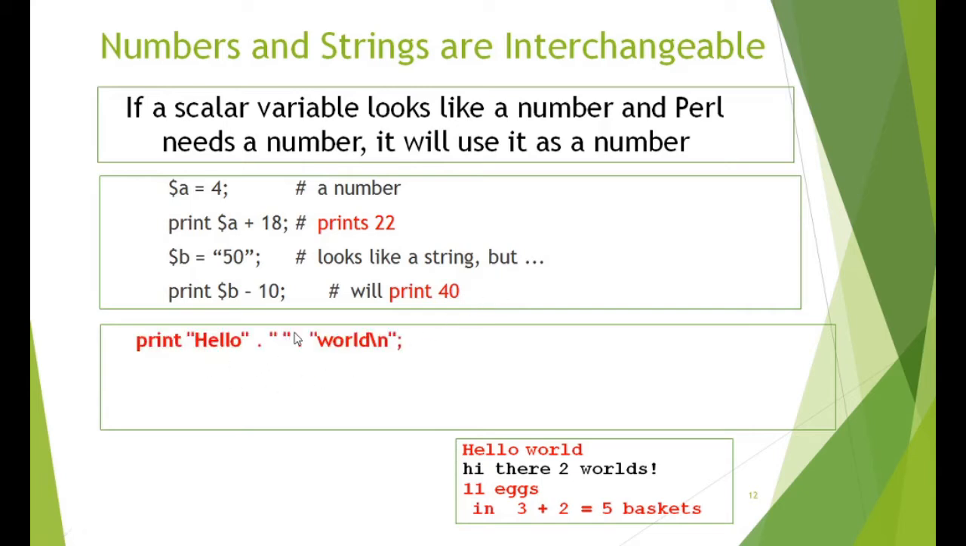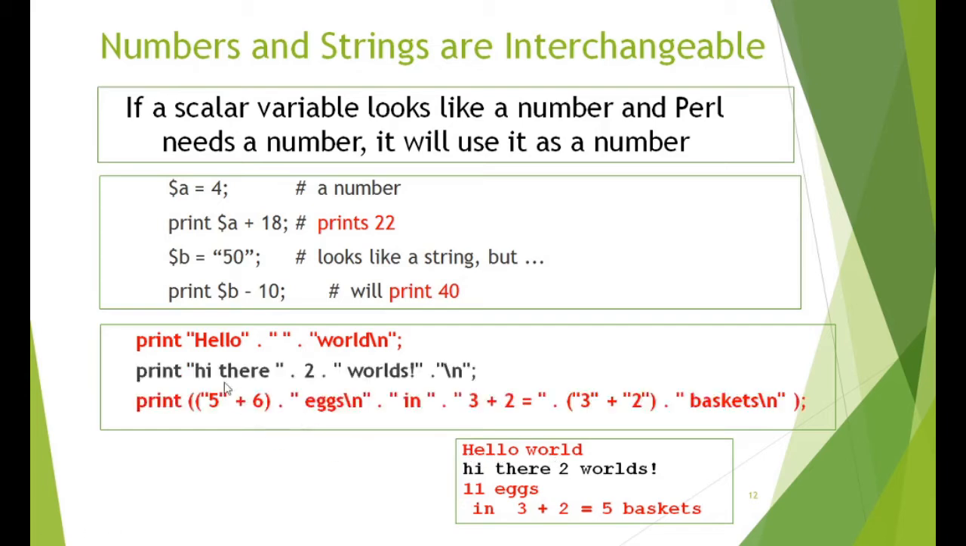Hello dot double quote some space and then world. So dot will be the concatenation operator. So the result is hello world like this. Now you can see that hi there dot 2 dot world. So this is a string. This will be treated as a string even though it is a numerical data, because here you have got a concatenation operator. So the 2 will be treated as a string literal. So you get hi there 2 worlds.